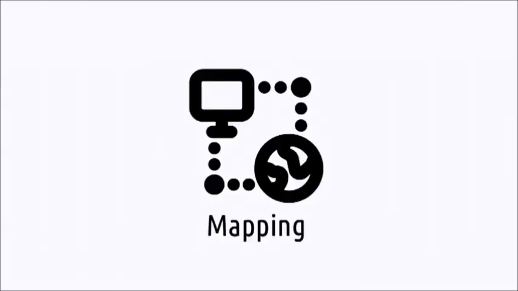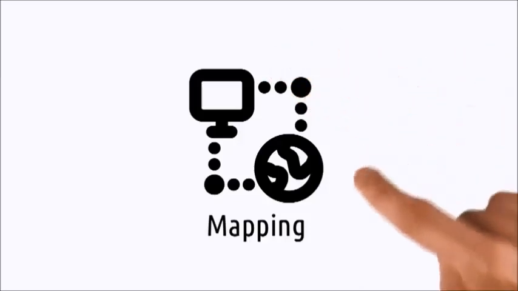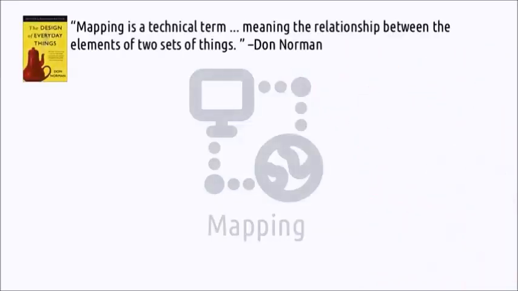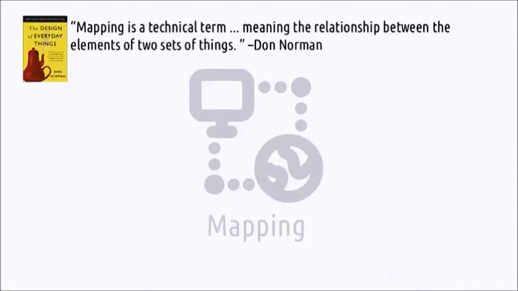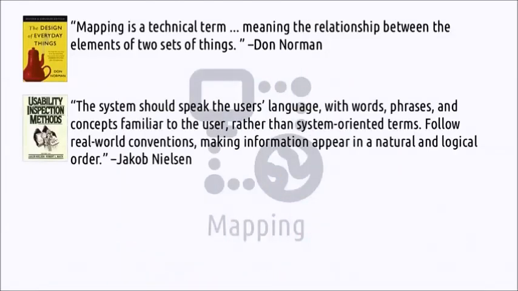Norman and Nielsen both talk about the need for a mapping between interfaces and their effects in the world. Norman notes that mapping is actually a technical term coming from mathematics that means the relationship between the elements of two sets of things. In this case, our two sets are the interface and the world. For example, these book icons might help you map these quotes to the books from which they were taken. Nielsen describes mapping by saying the system should speak the user's language with words, phrases, and concepts that are familiar to the user rather than system-oriented terms.